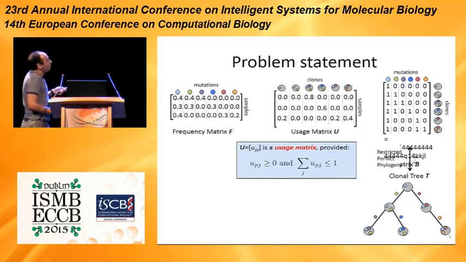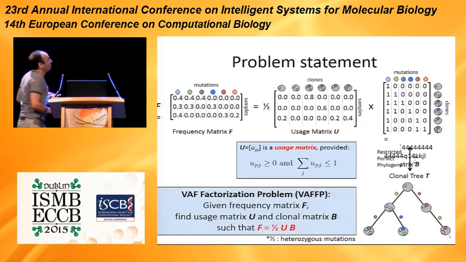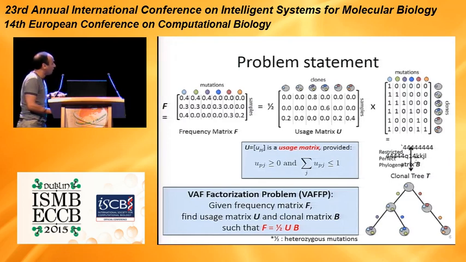Now the question is, we have these 3 matrices. What's the relationship between those matrices? It turns out that the frequency matrix, F, is 1/2 times U times B. The reason why we have 1/2 is because we only focus on heterozygous mutations. And this is a nice linear algebra relation. So to summarize, we're given this frequency matrix F. And basically what we want to do is factorize this matrix into 2 matrices, U and B, whose product times 1/2 equals the frequency matrix. So this is a kind of non-negative matrix factorization problem with additional restrictions on the 2 matrices.